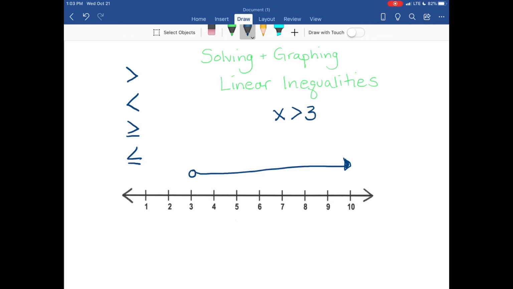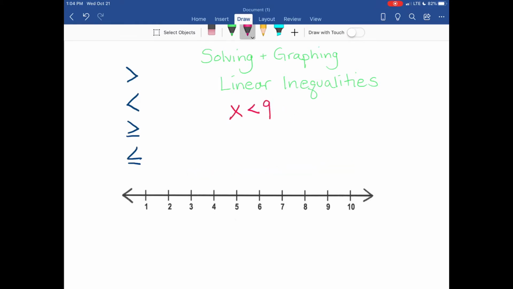Now, let's look at a different example. What if this were x is greater than or equal to 3? Now I'm saying that anything that's larger than 3 or equal to 3 is a solution. So the big difference here, folks, is that we would fill in the circle. So we're saying that 3 satisfies it and anything to the right of 3.